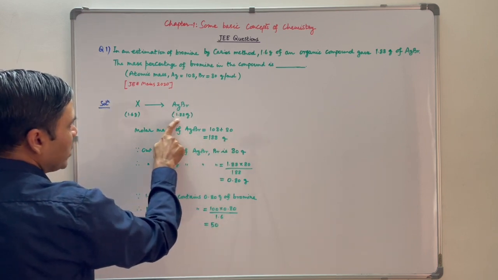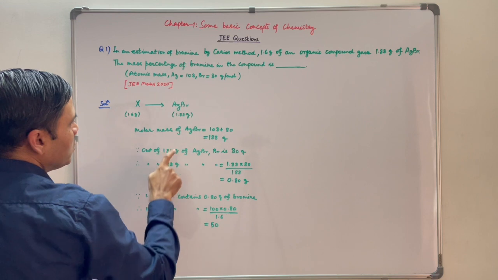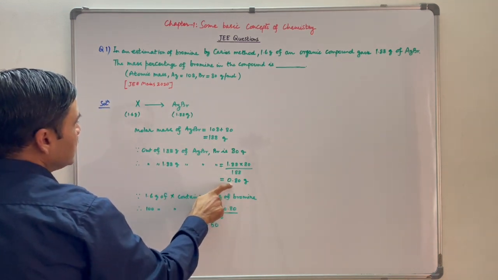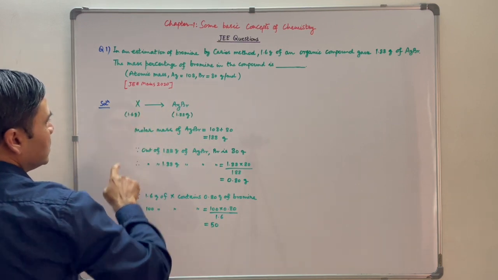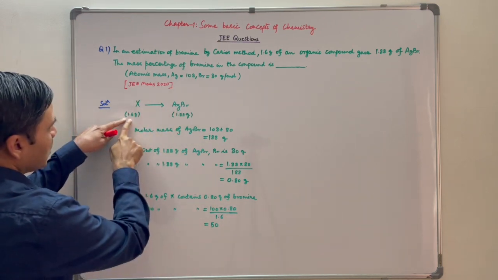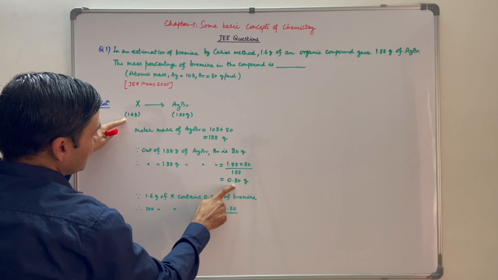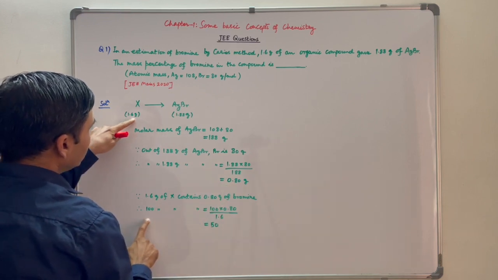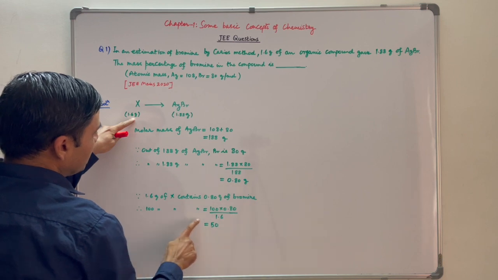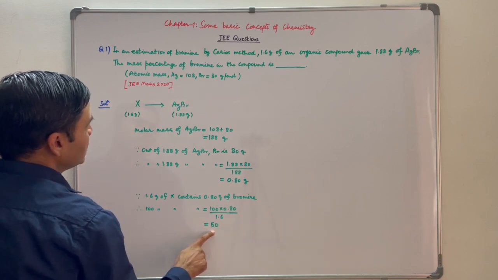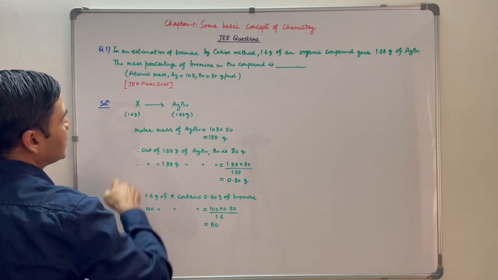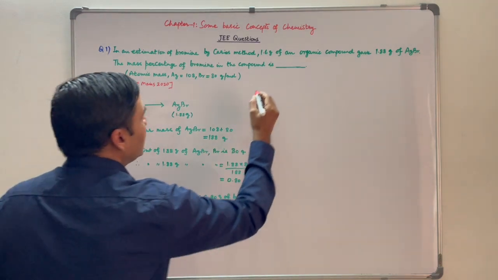So, out of 1.88 gram of AgBr, how much will be the bromine? That will be 0.8 gram. This bromine is coming from X. So 1.6 gram of X contains 0.8 gram of bromine. So 100 gram of X contains how much bromine? It will come out to be 50. That means the mass percentage of bromine in X is 50%. So we will fill 50 here.